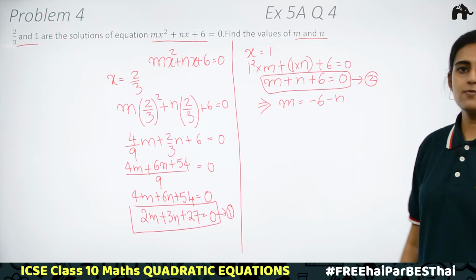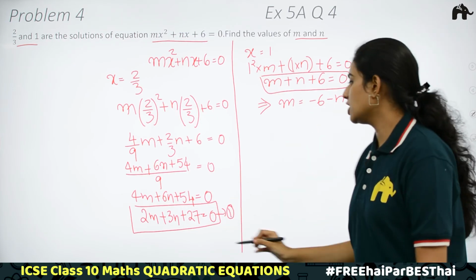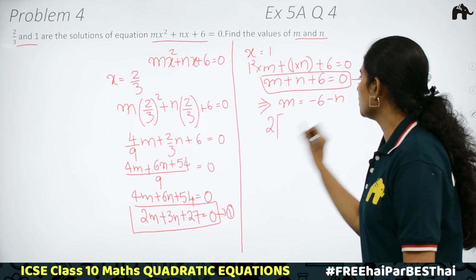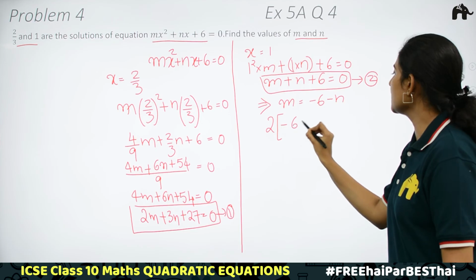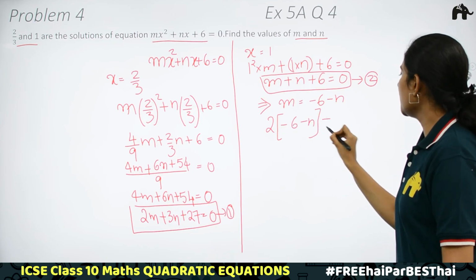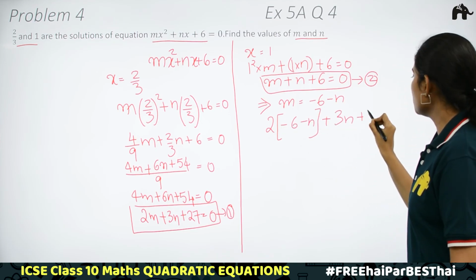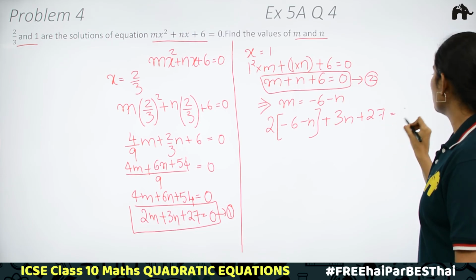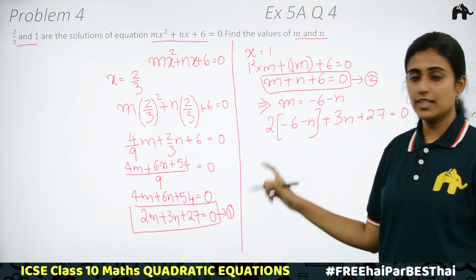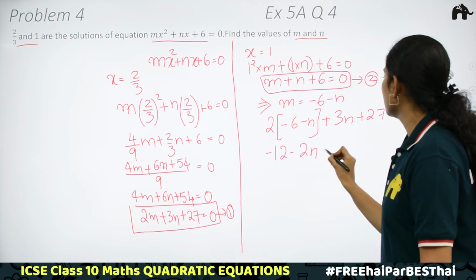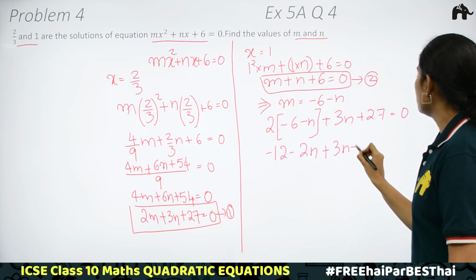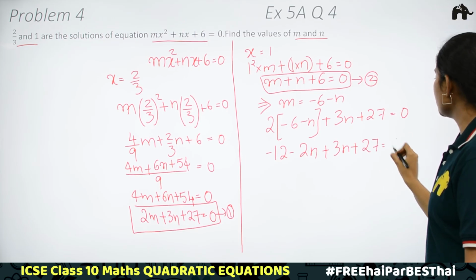Now substitute this value of m in equation 1, that is 2 into, in the place of m, put minus 6 minus n, plus 3n plus 27 is equal to 0. Removing the brackets, you get minus 12 minus 2n plus 3n plus 27 is equal to 0.